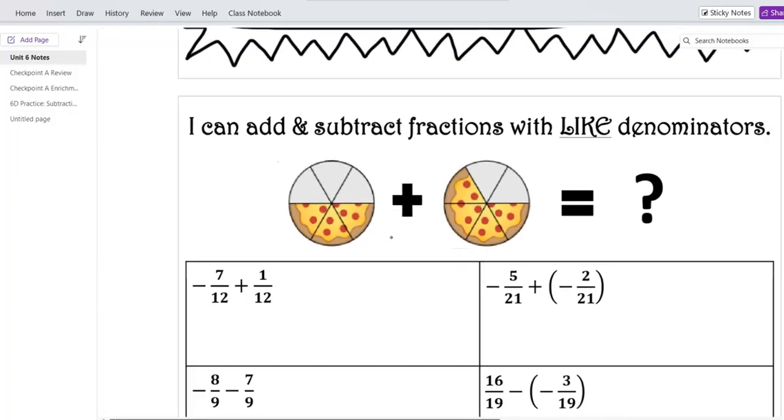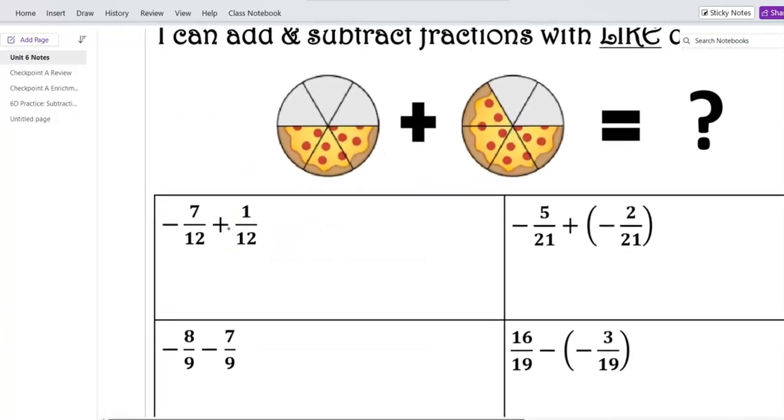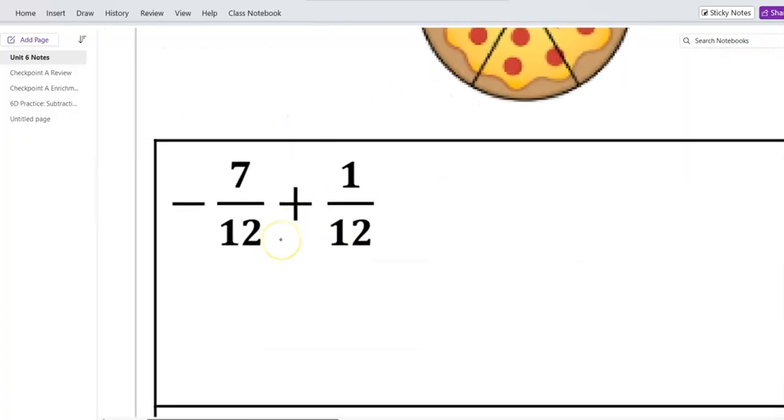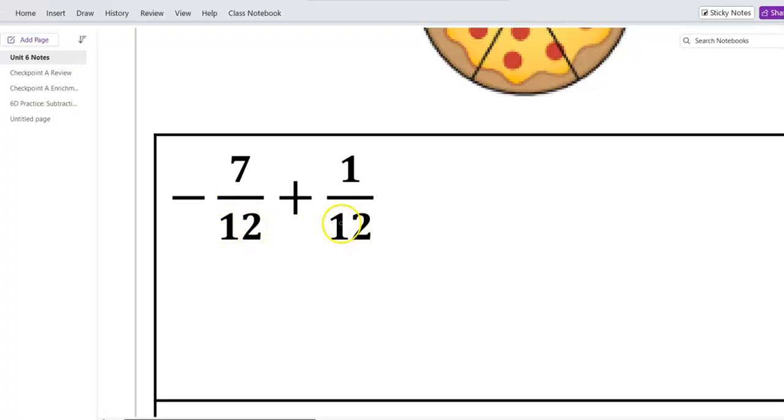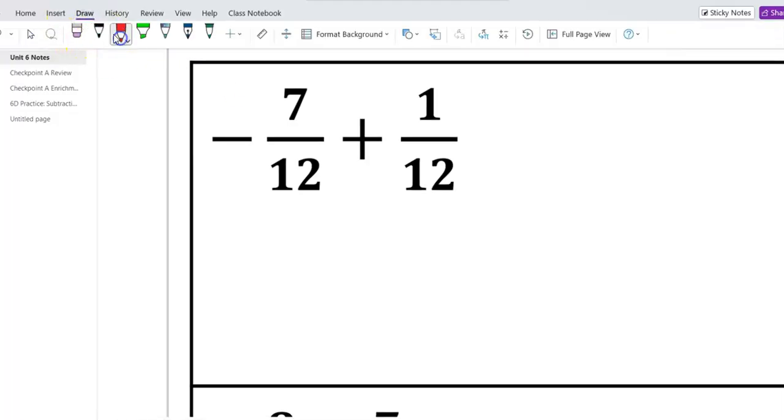Alrighty, let's go and move down to adding fractions and subtracting fractions with like denominators. So just a reminder, you have to have like denominators or the same denominator to be able to add or subtract fractions. If you don't have it, you got to make it. And we'll look at problems like that here in a few minutes.